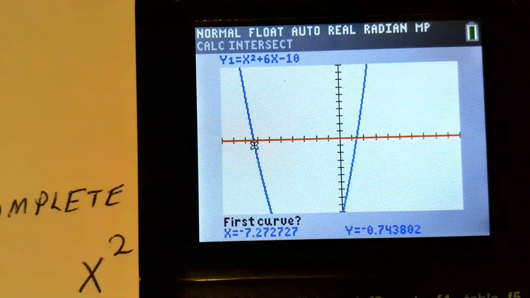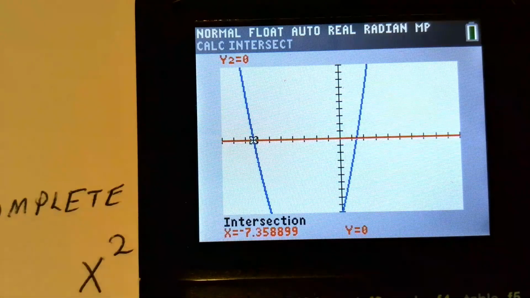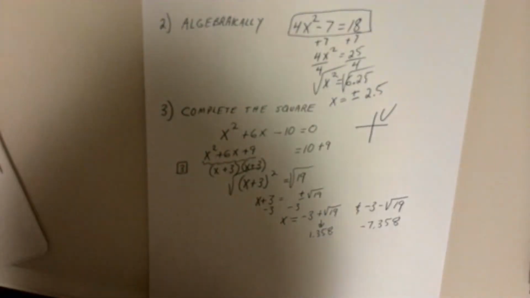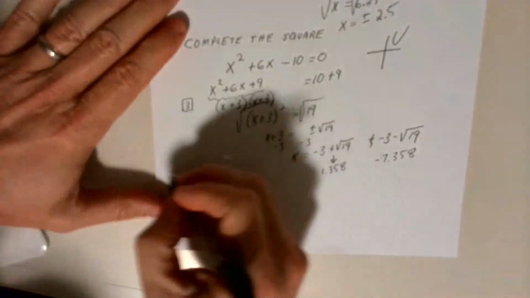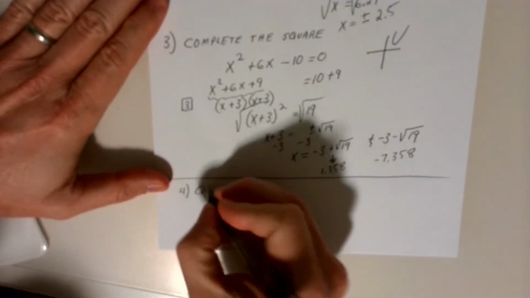And 3 enters again, 1, 2, 3. And there's my negative 7.3588. Good deal. So you can see that graphically is what algebraically. The big difference is that this didn't require technology. And that's one of the things that we want to really practice on in this class, is being able to do stuff without it.